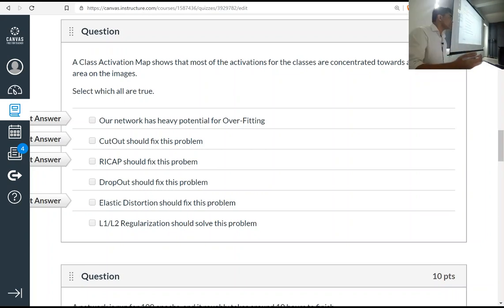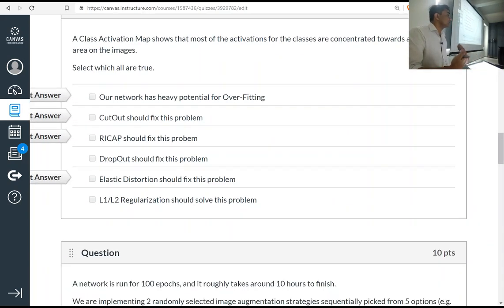Cutout should fix this problem. Right, that is what we saw earlier also. Recap should fix this problem. Recap is a fancy cutout. Dropout should fix this problem. Not at all. Why is that? Why can dropout not fix this problem? We are not exactly removing the part. Spatial dropout would. Yeah, spatial dropout will, but cutout will not.